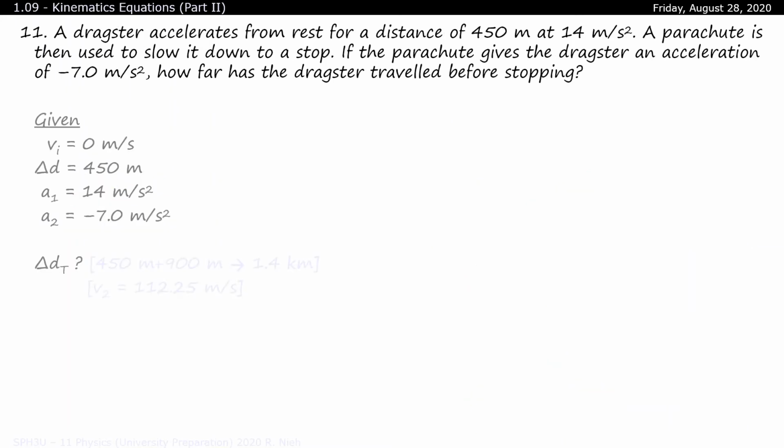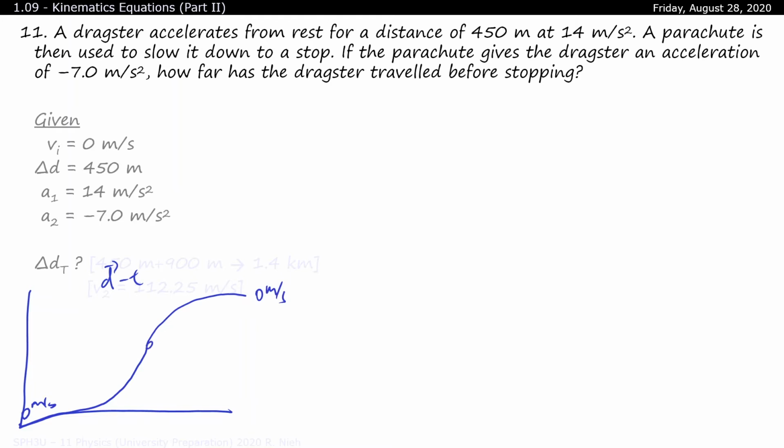For question 11, it's often helpful to just draw out a sketch just so you can see what's happening with the position time graph. The car accelerates from rest, and then after a certain point, it decelerates back to 0 again. So it starts off at 0 meters per second and finishes off at 0 meters per second. The inflection point where it begins to decelerate happens at the 450 meter mark. So initially it was accelerating at positive 14 meters per second squared, and then it was decelerating at negative 7 meters per second squared. And that's about all the information that's given to you.